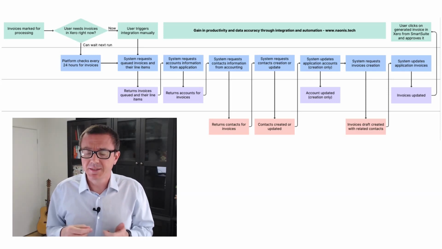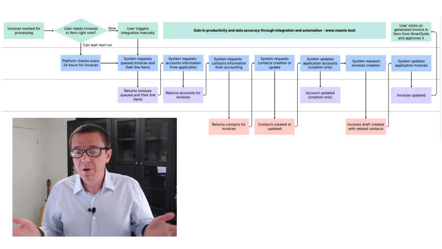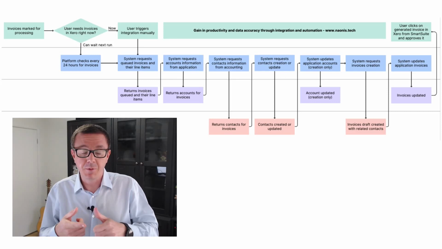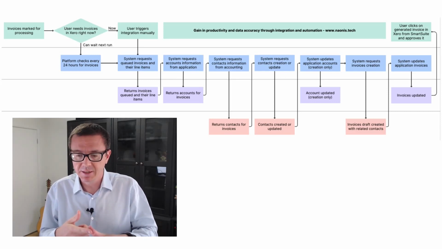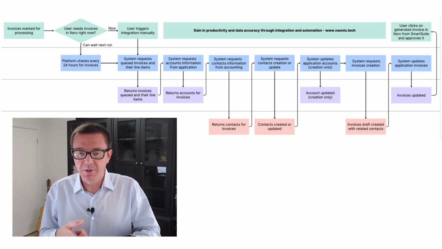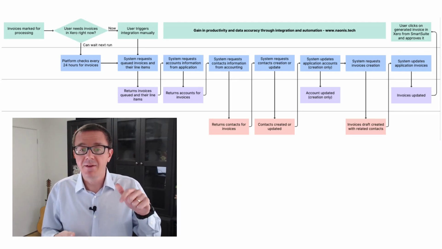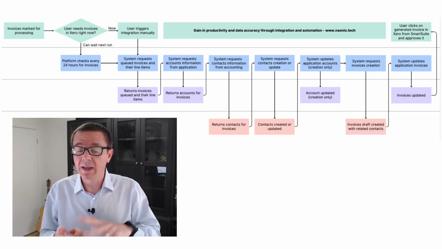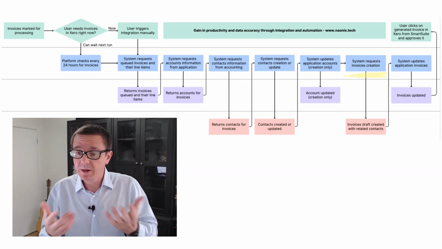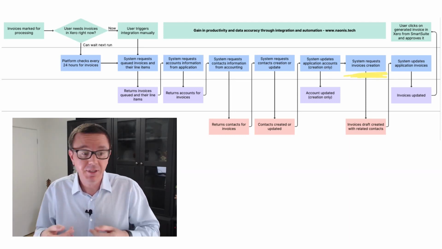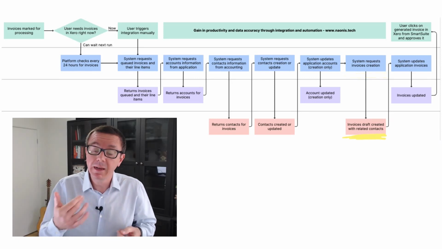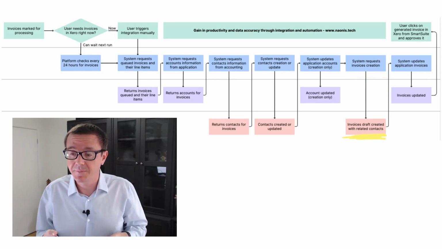And after that, all we need to do, we have all the information we need. We know that the account is present in the accounting software already because we had updated it or created it. And we have the invoice and we have all the line items of the invoice. So we are ready to create an invoice draft in the accounting software and relate it to the matching contact.